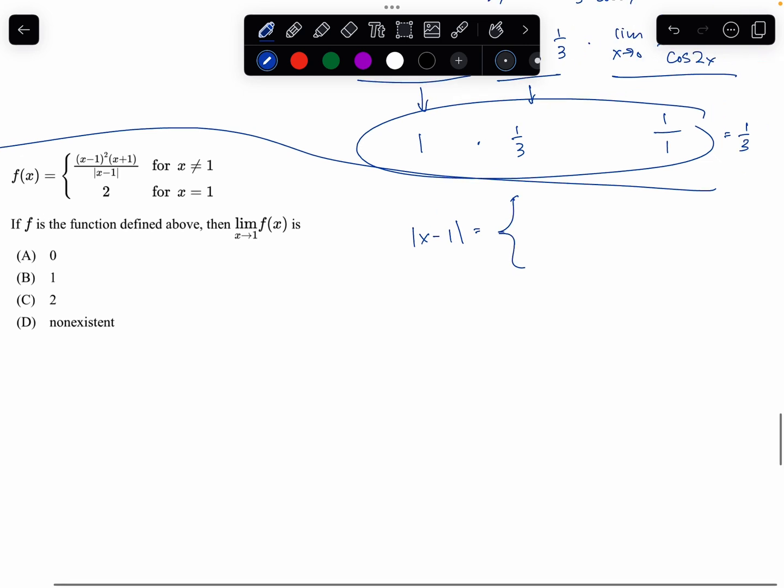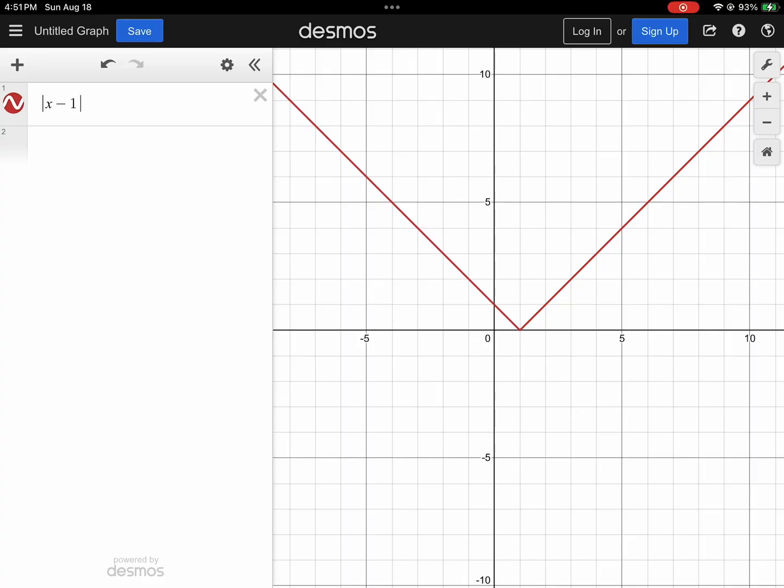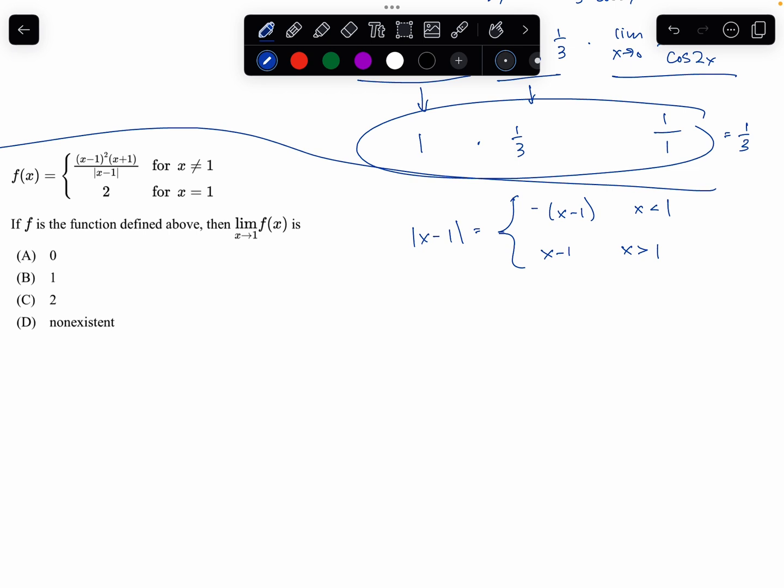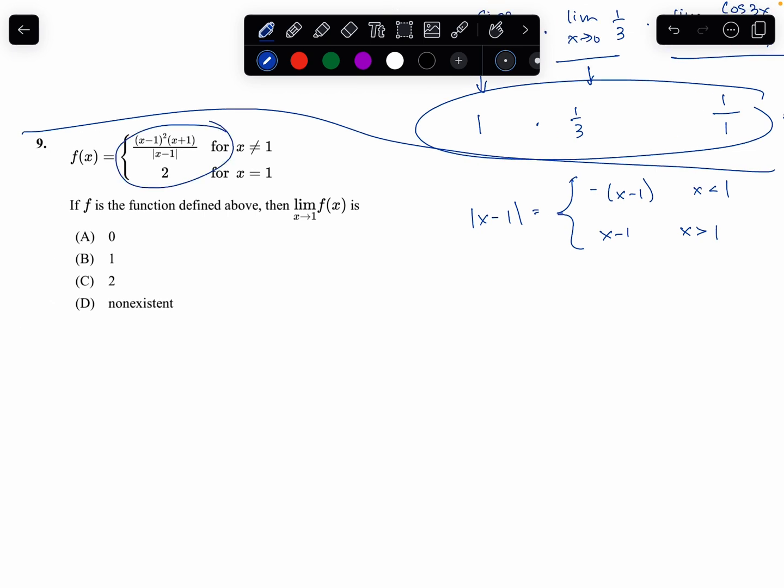So it's going to be negative x minus 1 for x less than 1, and it's going to be x minus 1 for values of x greater than 1. And again, you can look at this right here and see that that's the case, right? So if that's the case, let's go ahead and I'm going to split this up even more. I'm going to add to it.